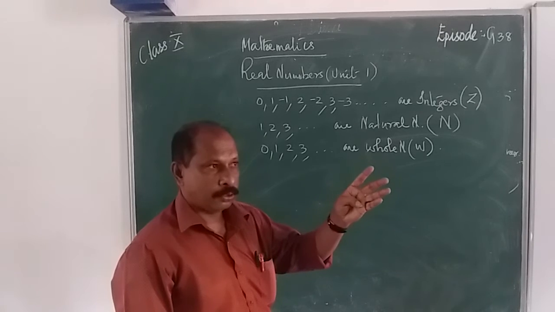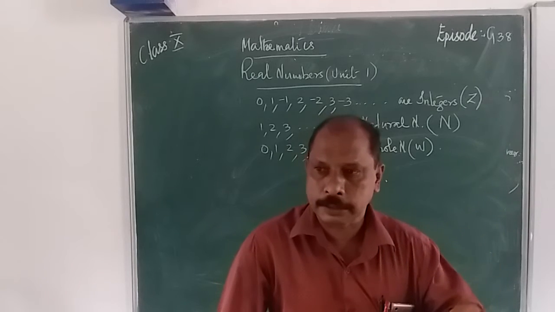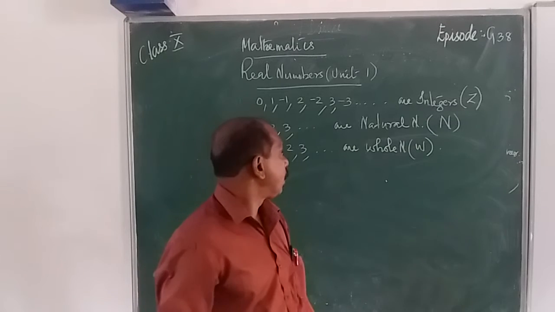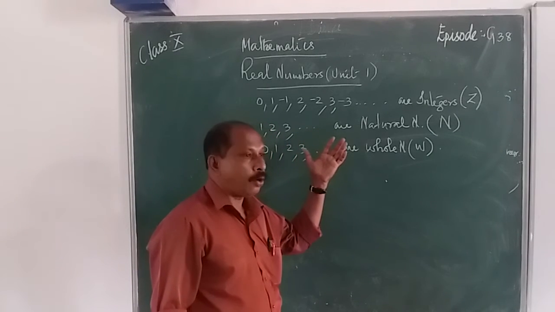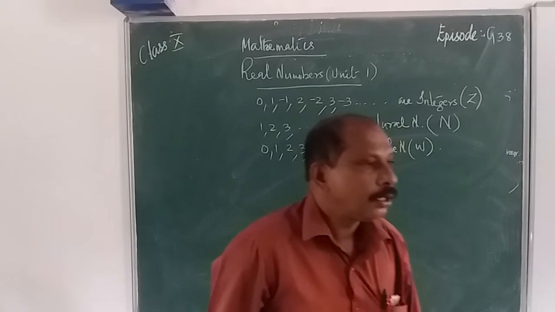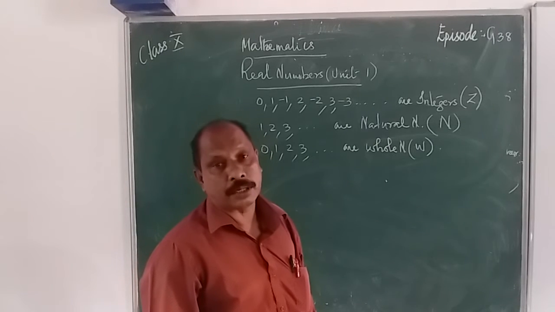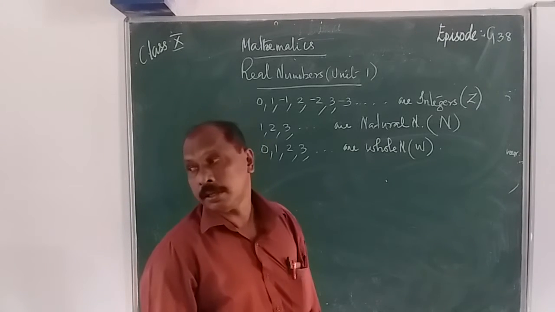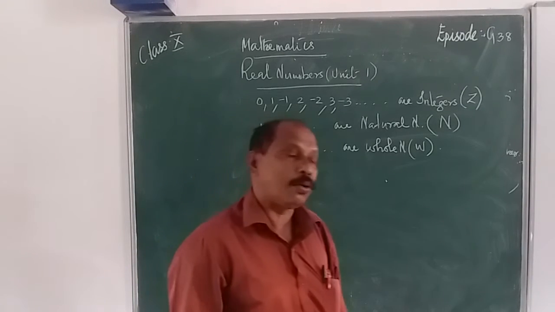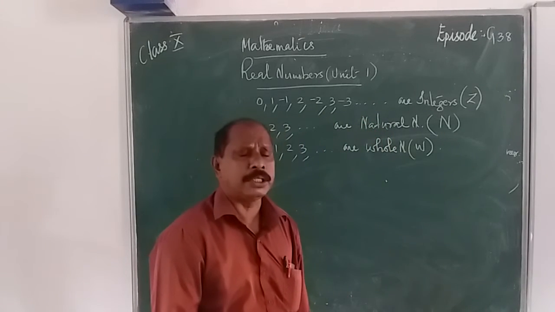Therefore, R is the set of real numbers. Q is the set or group of rational numbers. I is the group of irrational numbers. And 0, 1, minus 1, 2, minus 2, etc. are integers, Z. Out of the integers, the positive integers 1, 2, 3, etc. are natural numbers, capital N. Out of the natural numbers, 1, 3, 5, 7, etc. are odd numbers. 2, 4, 6, etc. are even numbers. Any even number is a multiple of 2.